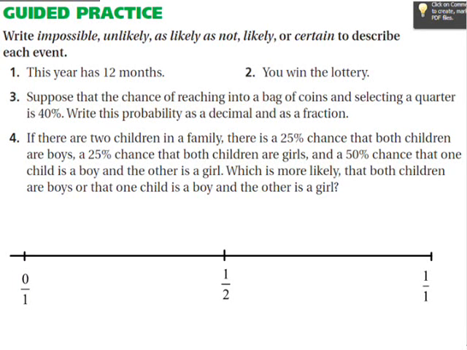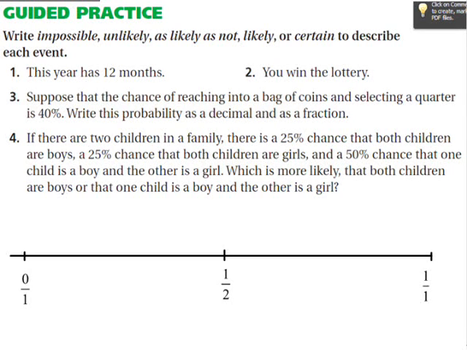carefully. So we can express probability in a lot of different ways. A fraction, a decimal, a percent. We can say impossible, unlikely, as likely as not, likely, or certain. We can even put probability on a number line. And that's what we're going to do.